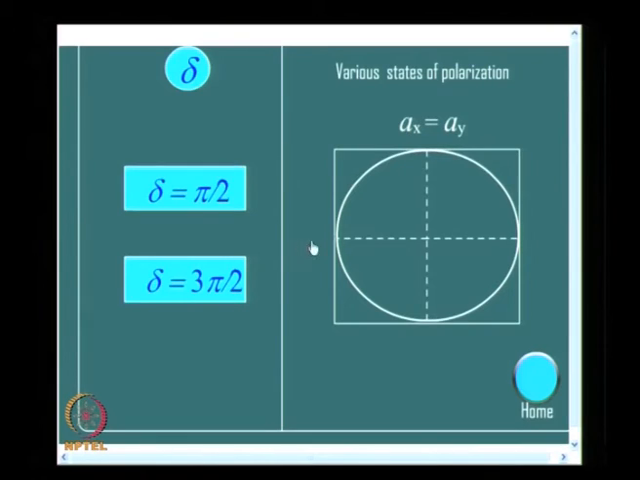And what you have here, when delta equals pi by 2, the handedness is clockwise. When delta equals 3 pi by 2, the handedness is anti-clockwise. So, handedness tells you what is the value of delta. So, in ellipsometry they measure the ellipticity, they measure the azimuth, they also measure the handedness. So, by knowing this you can fix delta. Our idea is to find out delta by optical measurement.